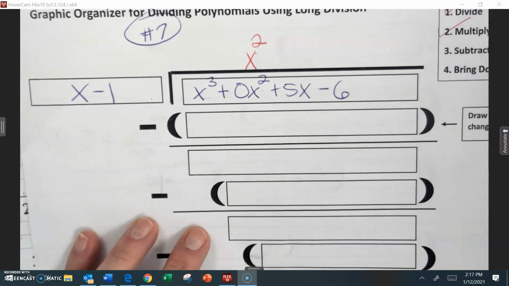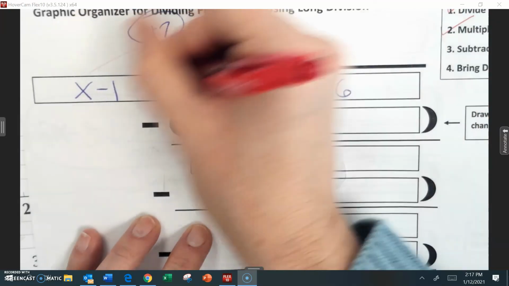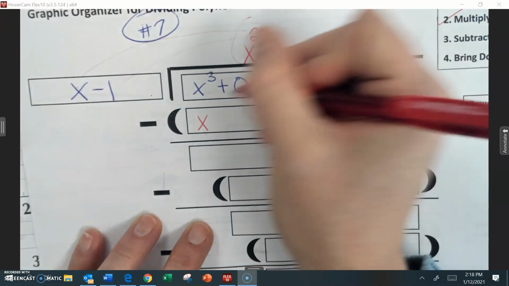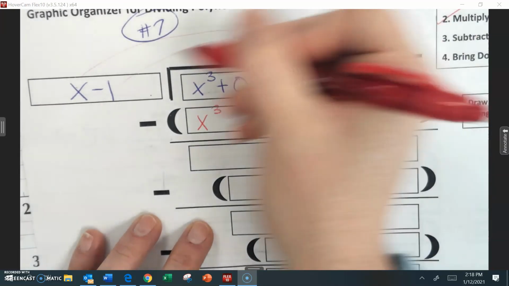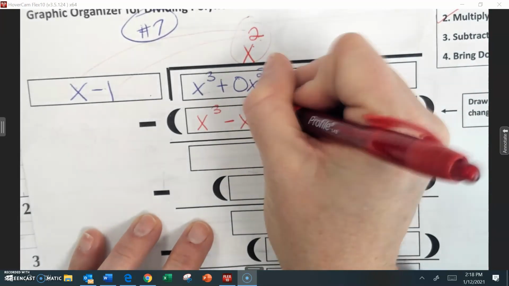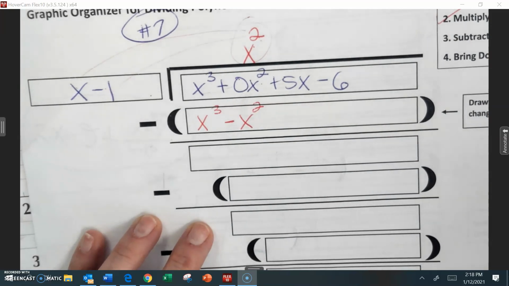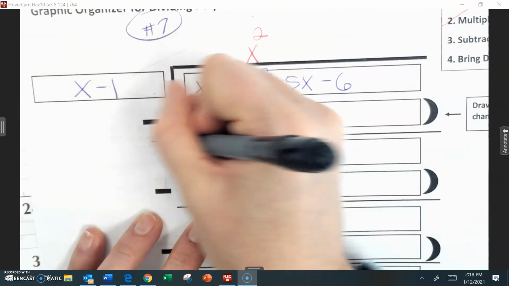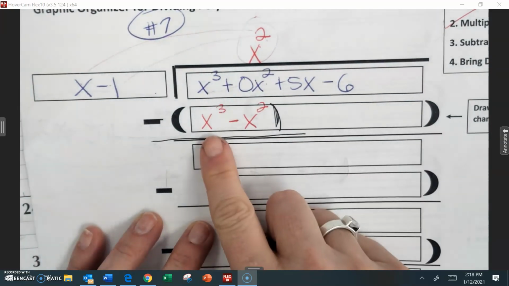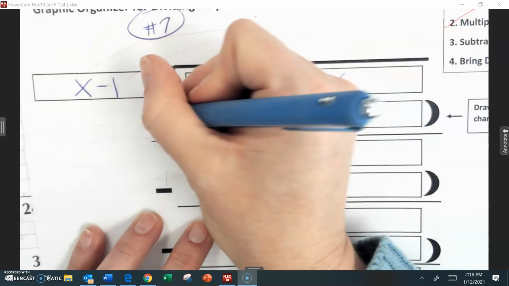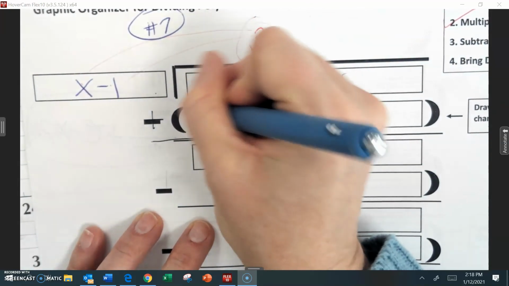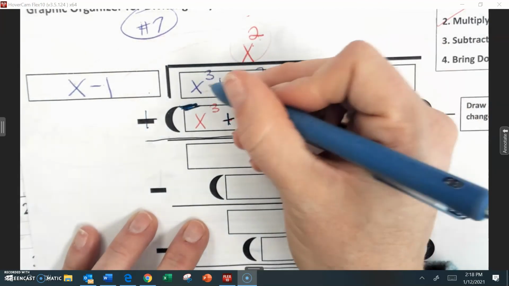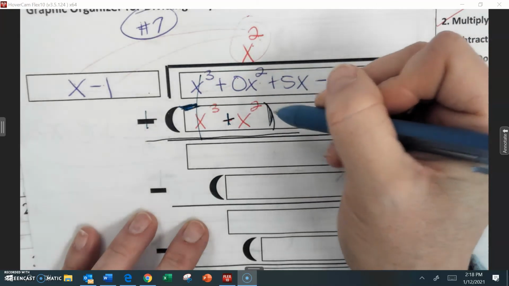Now that was the divide. Step 2, let's multiply. Let's distribute this to the divisor. X squared times x is x to the third. X squared times a negative 1 is minus x squared. So once again, we now did multiply. I'm going to move this parentheses in. We're going to subtract this binomial in red here. I'm the type that likes to distribute that negative through. Well, that minus becomes a plus. Be careful. Now, x to the third minus x to the third, gone.